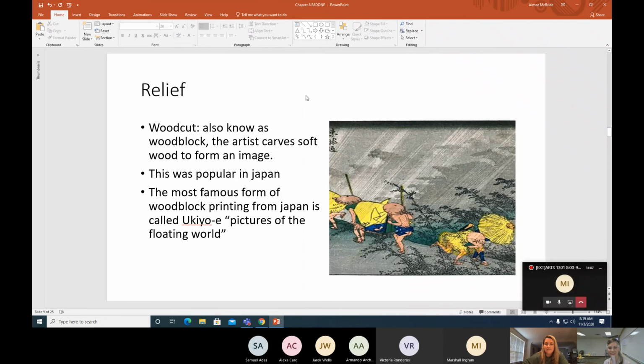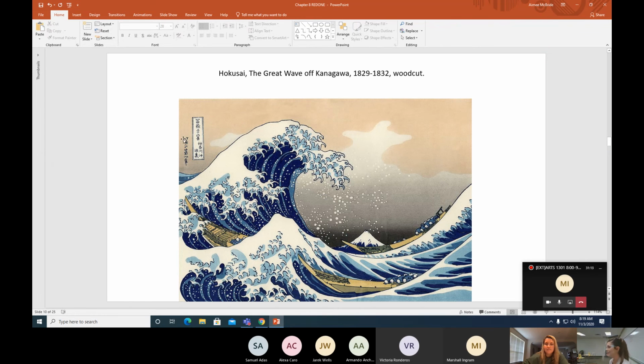So that's a wood cut. Once again, with a wood cut, the image is raised. And a great example of a wood cut print that everyone knows is Hokusai's The Great Wave. So once again, you would start off with your background colors and work your way to the foreground with the different colors and shades. So you'd need quite a few different color blocks for this one.